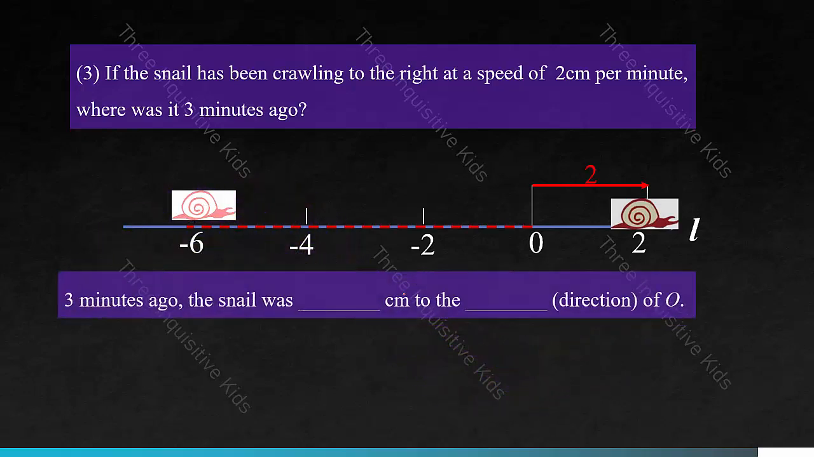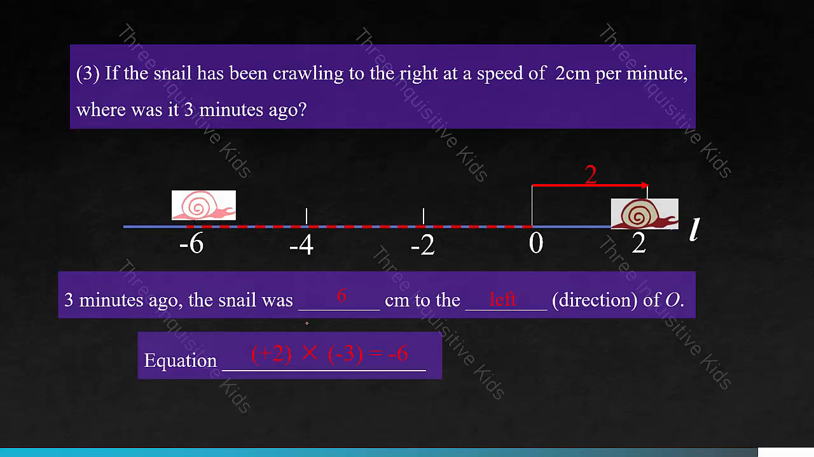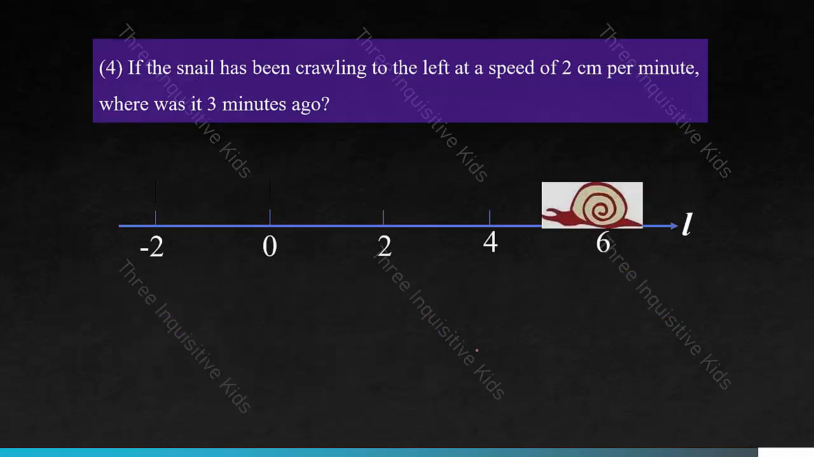Three minutes ago, the snail was 6 centimeters to the left of O. So we know that it's going to be 6 centimeters to the left of O, because our equation tells us that it's been crawling to the right at a speed of 2 centimeters per minute. So that's positive 2 times negative 3, because now we're talking about where it was 3 minutes ago. And that would be represented as negative 3. So 2 times negative 3 equals negative 6.